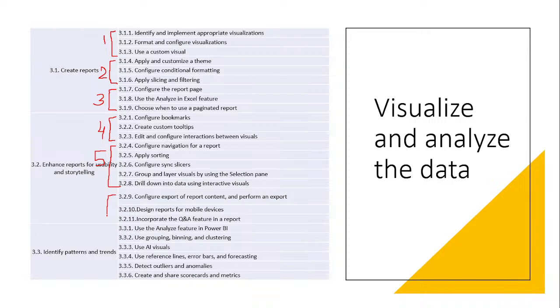Configure, design, incorporate. This will be in session number 6. Use the analyze feature, grouping, binning, and clustering, and use AI visuals. This will be in 7. And the remaining one will be in session 8. So in total we require 8 dates. Fine. So these 8 dates we need to work with, right? So let's see what dates we need to go through.